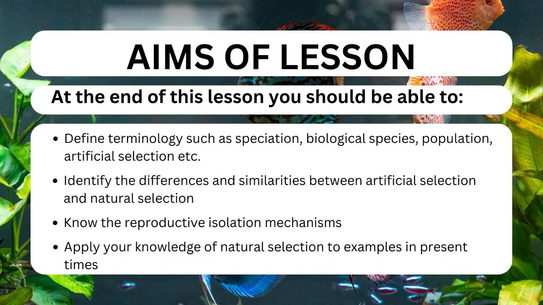Aims of lesson. At the end of this lesson you should be able to define terminology such as speciation, biological species, population, artificial selection, etc. Identify the differences and similarities between artificial selection and natural selection. Know the reproductive isolation mechanisms. Apply your knowledge of natural selection to examples in present times.